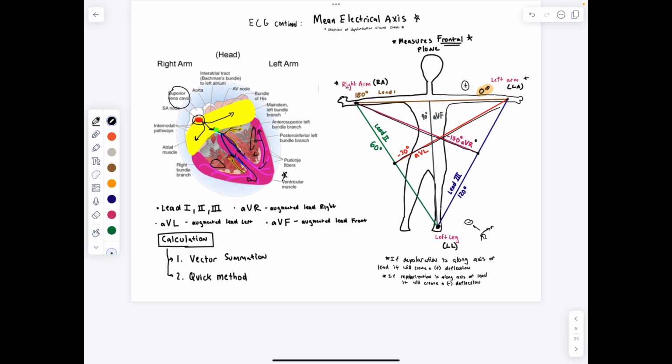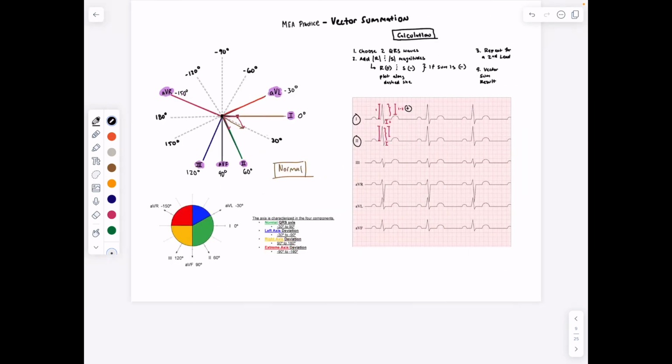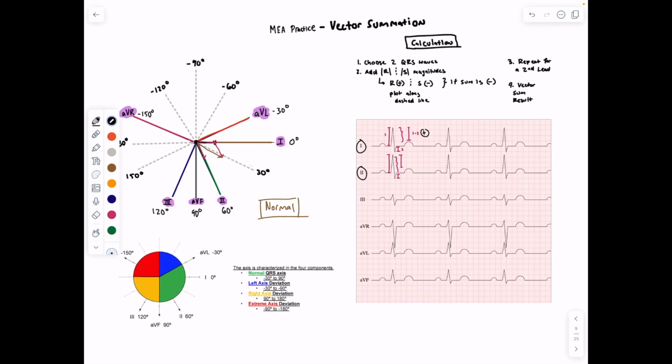All right, so we'll have 2 methods of calculating the mean electrical axis. We have the vector summation method and the quick method, and we'll go over both. All right, so this is our first method. Let's see if I can erase this. All right, cool. So our first method, and I'm going slow on this, but that's okay. We're just going to embrace it.